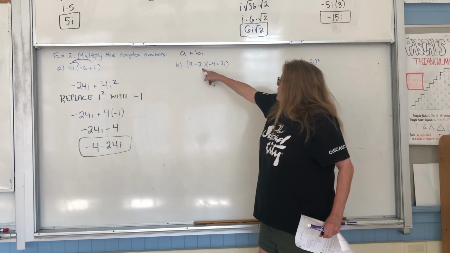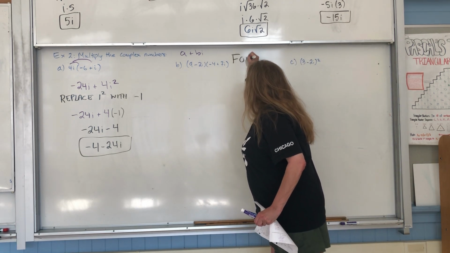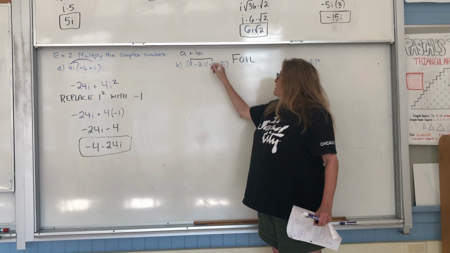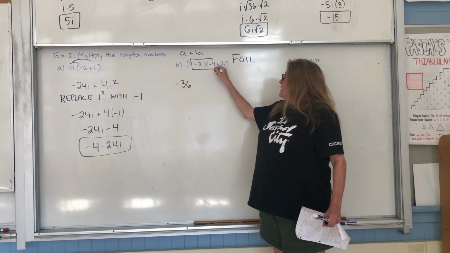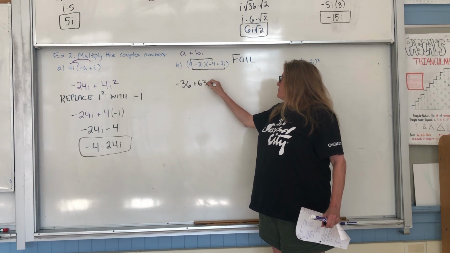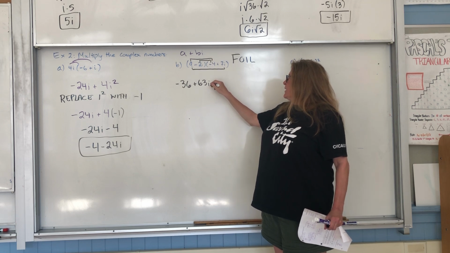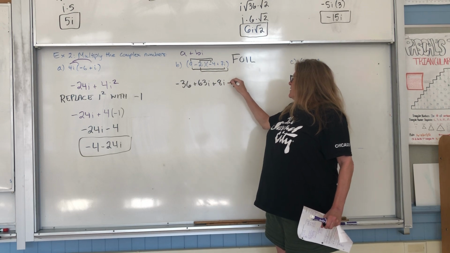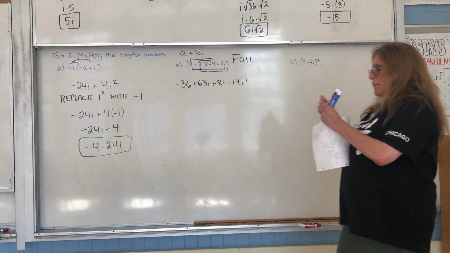Okay guys, what would I do if those were x's? What I would do is I would FOIL it. And guess what? That's what I'm going to do. FOIL means first, 9 times negative 4, which is negative 36. Outer, 9 times 7i, which is 63i. Inner, negative 2i times negative 4 is 8i. And last, negative 14i squared. Right? FOIL has 4 parts.